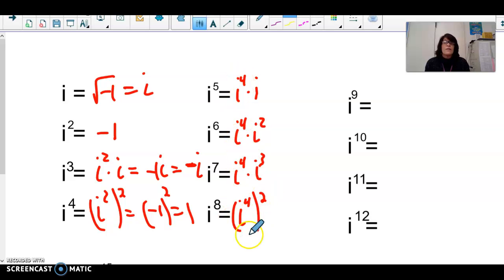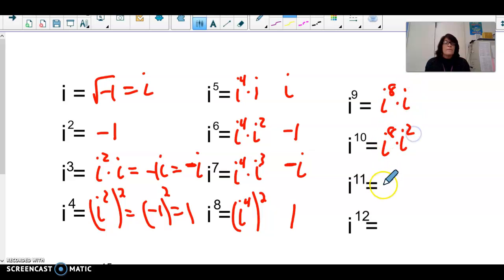So since i to the fourth is just 1, this becomes 1 times i. So that's just i. This is 1 times i squared. That's just i squared, which ends up being -1. 1 times i cubed, that's just i cubed, which we just saw was -i. i to the fourth is 1. 1 squared is 1. i to the ninth, well, that's i to the 8th times i. Remember, i to the 8th is 1. So again, this becomes i, negative 1, negative i, 1.